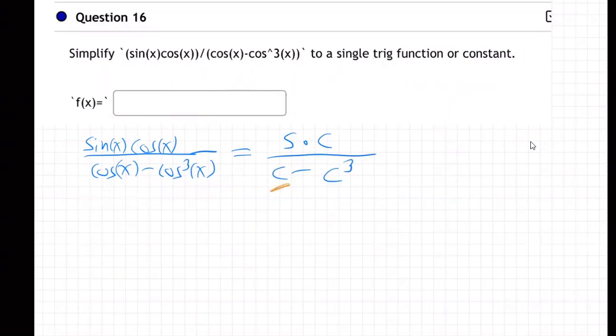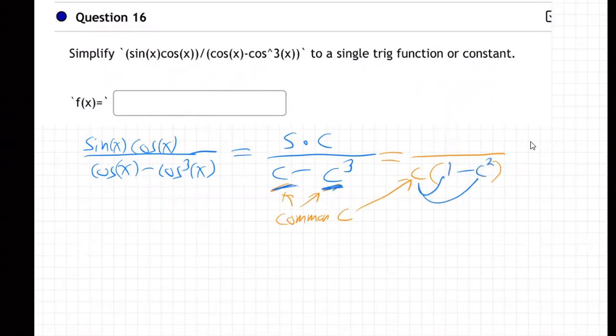Well, here's what you want to recognize right here. See how they have a common c? Whenever you see two terms with a plus or minus sign in between that have something in common, what you want to do with that is factor out that c. What goes on the inside? The minus sign, and then whatever works. C times what and c times what would go back to be 1 and c squared.